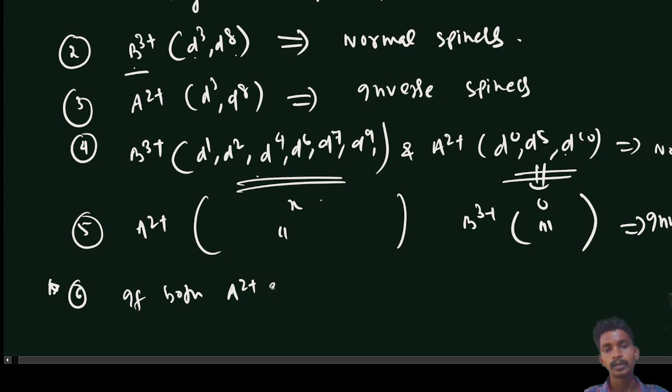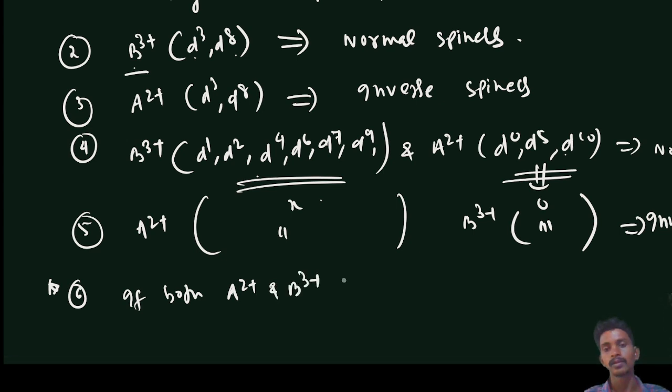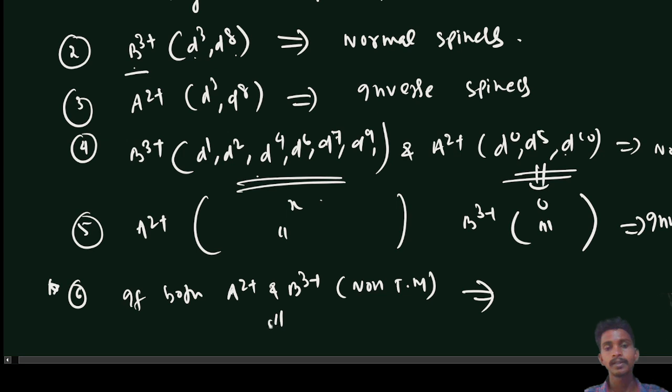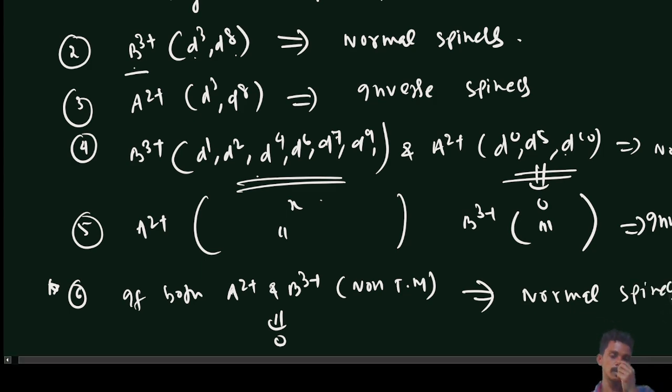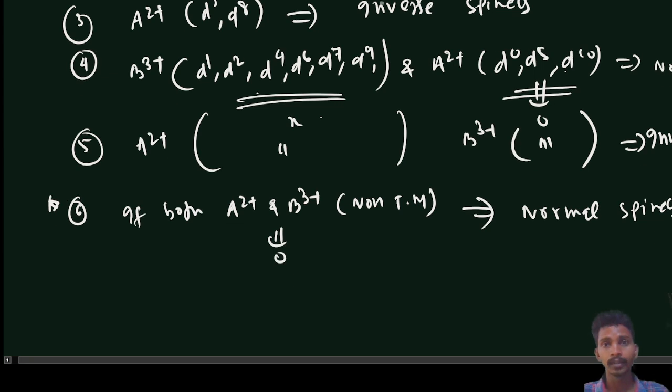Okay, and this point is very important: if both A2+ and B3+ are non-transition metals, then in both cases the CFSE is 0, so in that case both are normal spinels. So this is a normal spinel. If you remember these points, then we can easily solve the examples of spinels. Let's take some examples and solve them.